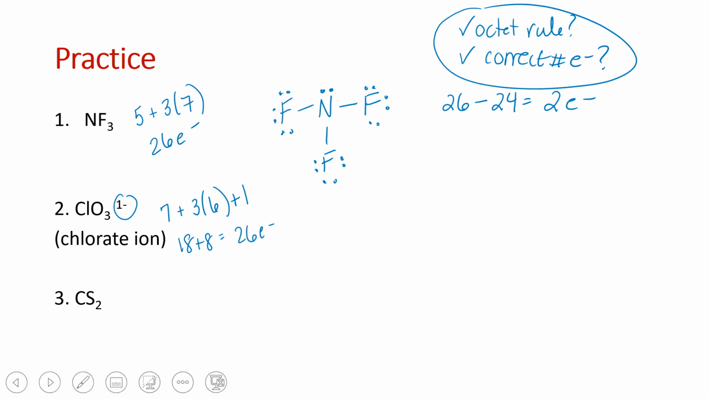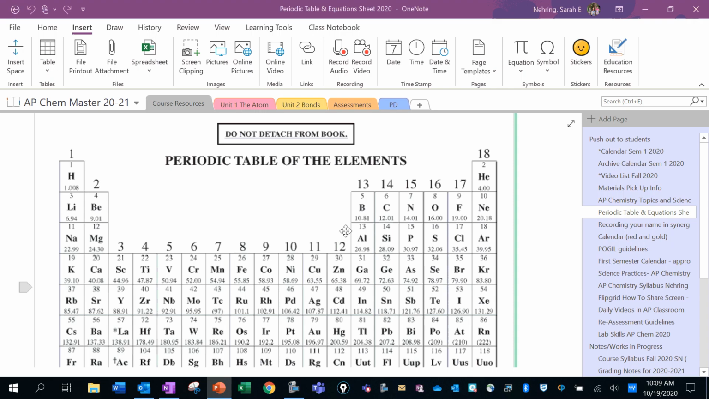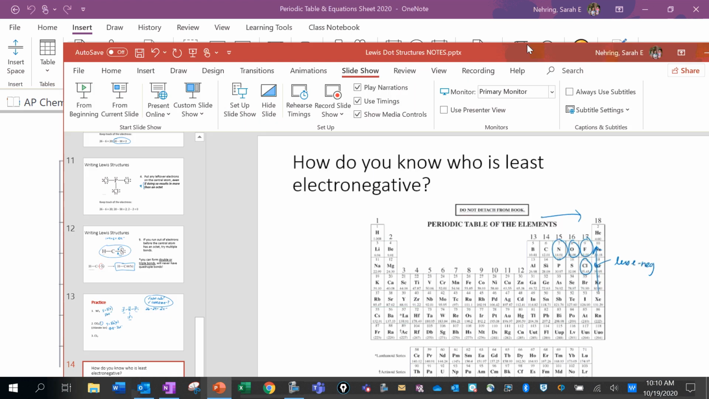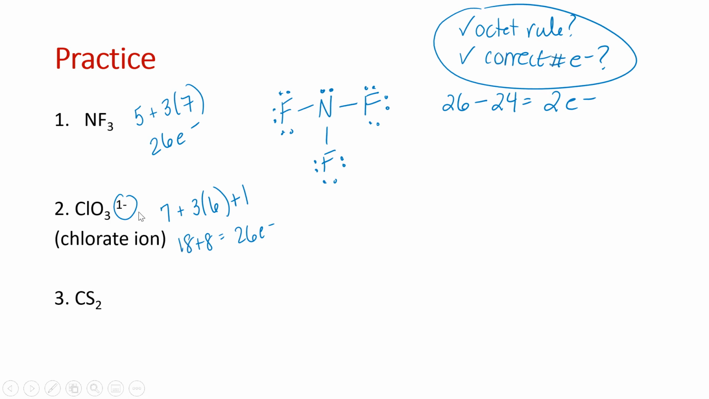Okay. And then I am going to put the least electronegative one in the middle. Chlorine and oxygen is kind of harder to tell because they're both right near fluorine. So I'll just tell you, if you look up the electronegativity values, it turns out chlorine is less electronegative than oxygen. So we are going to put chlorine in the middle because it's less electronegative. And then we're going to attach the oxygens with single bonds.